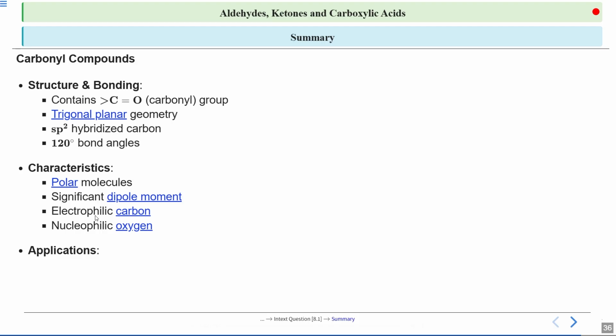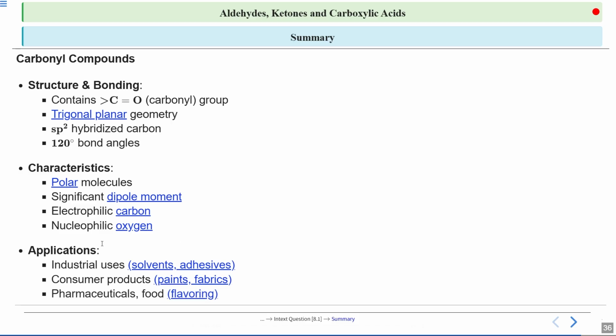And last, we will discuss the applications. Its industrial uses include solvents and adhesives. For consumer products, it is used in paint and fabrics, and it is used in pharmaceuticals as well, and in food in the field of flavoring.